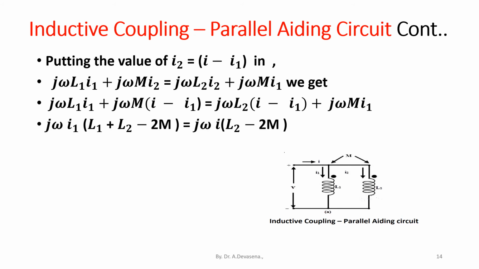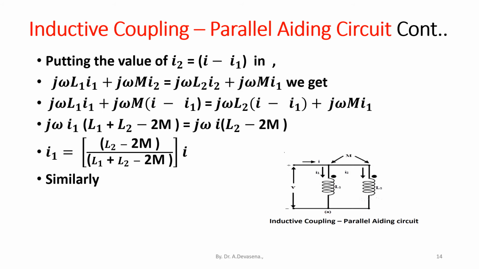If you simplify this equation, we get jω I1 as common into (L1 plus L2 minus 2M), that is equal to jω I into (L2 minus 2M). That is, I1 is equal to (L2 minus 2M) divided by (L1 plus L2 minus 2M), the whole into I. Similarly, I2 is equal to (L1 minus 2M) divided by (L1 plus L2 minus 2M), the whole into I. That is, the value of I2 is obtained if we substitute I1 equal to I minus I2.